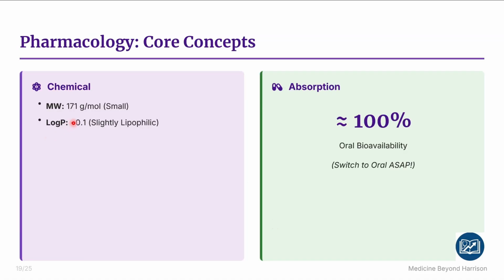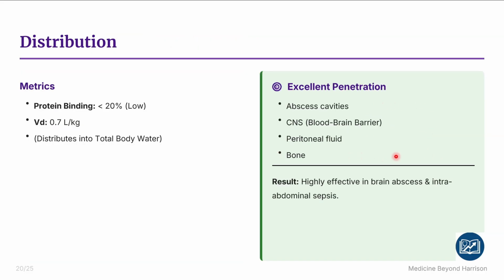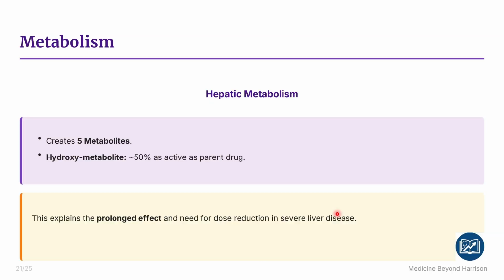Pharmacologically, it is a small molecule with a molecular weight of 171 grams per mole and is very slightly lipophilic, not too much. Also, 100% oral availability, so you can switch to oral as soon as possible. Distribution: it is lesser protein bound, with distribution to total body water, 0.7 liter per kg. It has excellent penetration into body cavities, CNS across the blood-brain barrier, peritoneal fluid, and liver. So these are very good, really active in brain abscess and intra-abdominal sepsis.